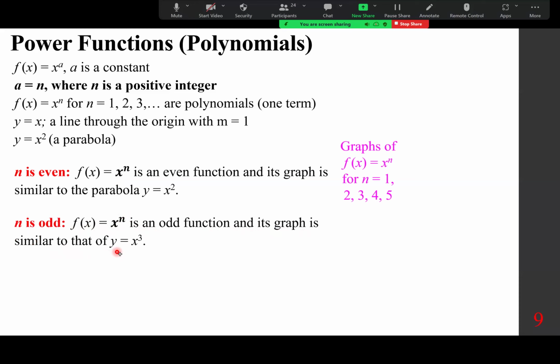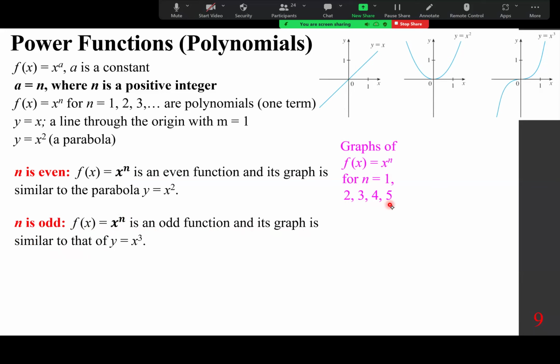So graphs of f of x equals x to the power of n for n equals 1, 2, 3, 4, 5. They look something like this. When x is 1, it's y equals x. When x is 2, looking like that. When x equals 3, this is y equals x cubed. And remember, we've discussed elementary functions. We should know the graph. And as you can see, the end behavior, first and third quadrant.